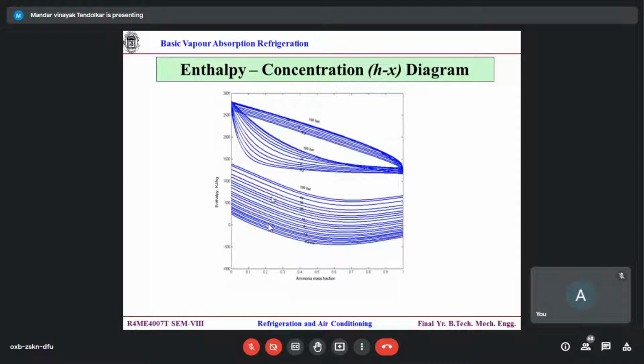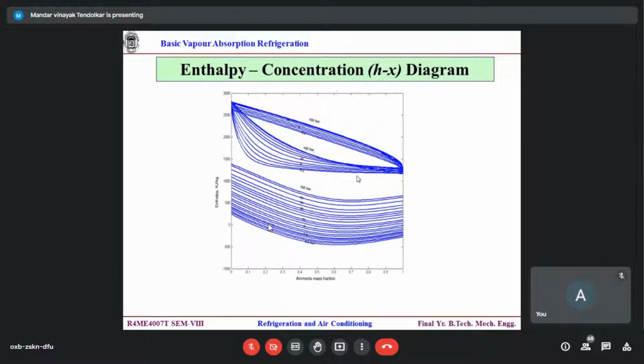So this is how the actual HX diagram for ammonia looks. Here you say ammonia 0, that means entirely water. Here you say ammonia 1, that means entirely ammonia. And now you can see over here, let's say 100 bar, this is the condensation line. 100 bar, this is the boiling line. And the one in the middle is called the equilibrium construction line. Why they are used, I will tell you.